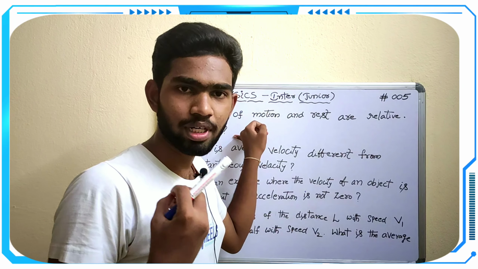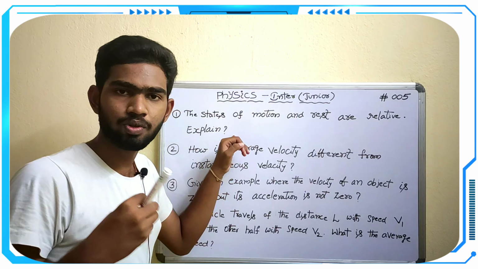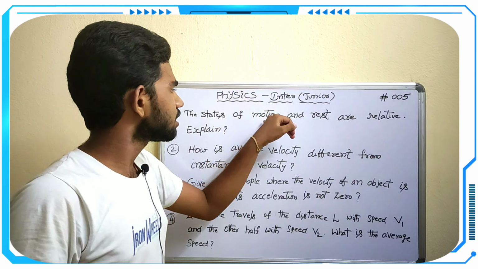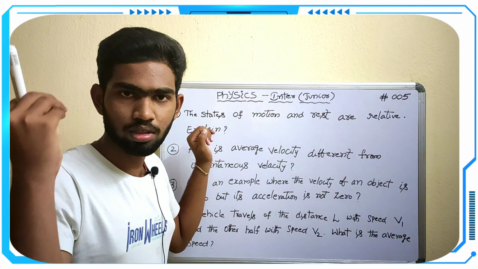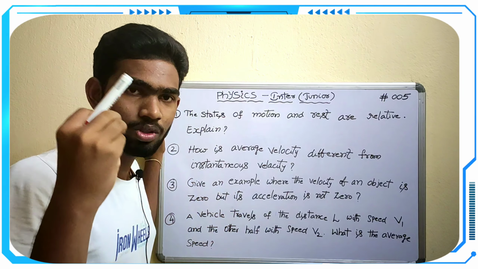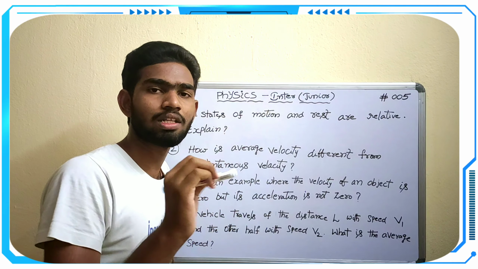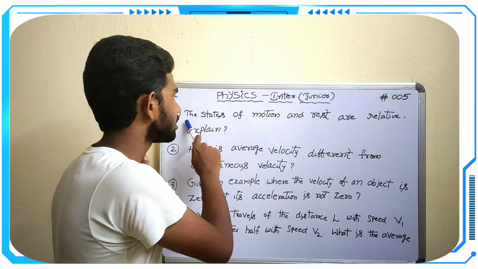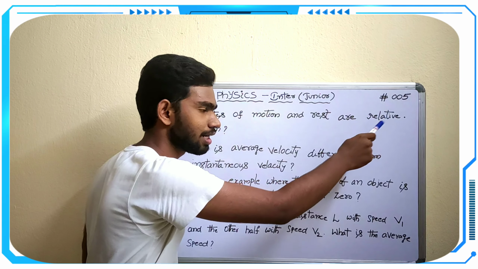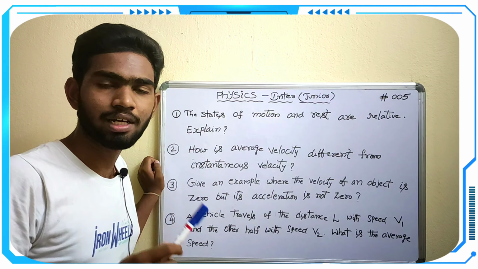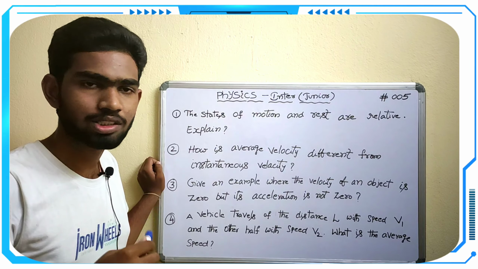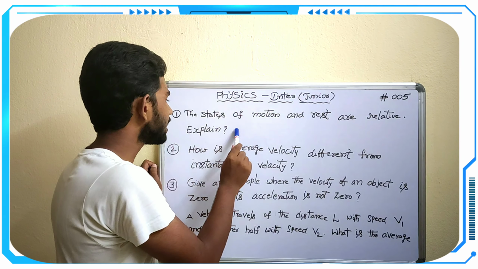Explain. This is a very important question and it is very simple to write, friends. But we have to memorize these steps in our mind and write them on the answer sheet. That means the statement that the states of motion and rest are relative has to be written in the question and answer, and then we write the explanation.